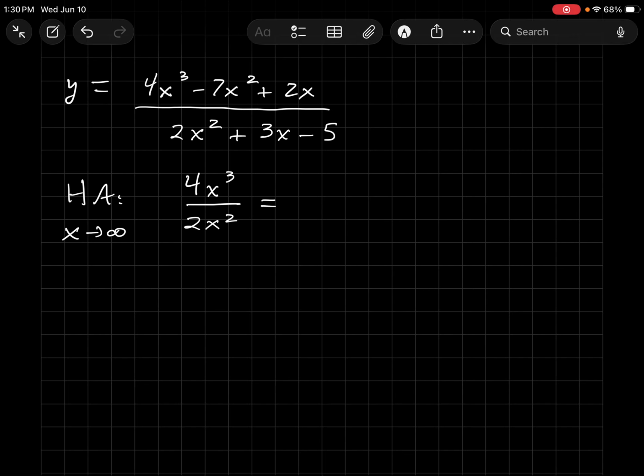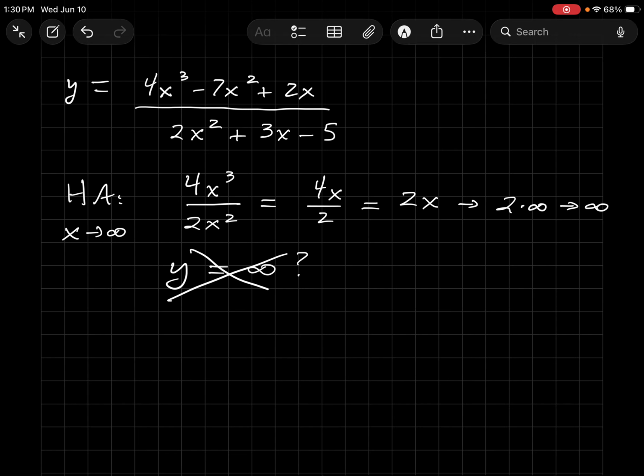We can simplify. If I divide an x squared out of the top and bottom, I get 4x over 2, or 2x. If there are no x's left over, we would be done. But since there is an x left over, we imagine that x equals infinity. So we plug in infinity for x, and we get infinity. So the horizontal asymptote is y equals infinity, right? Well, no. If y equals infinity, quote unquote, we say that there is no horizontal asymptote.